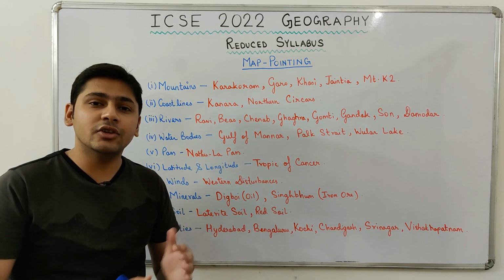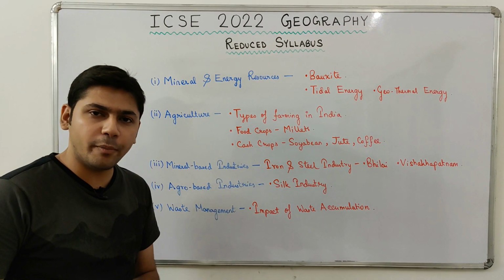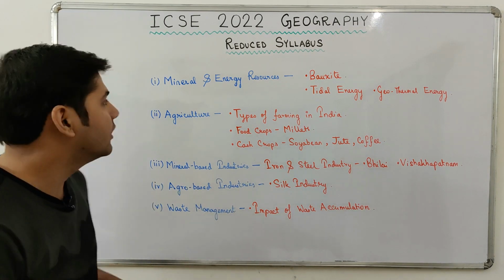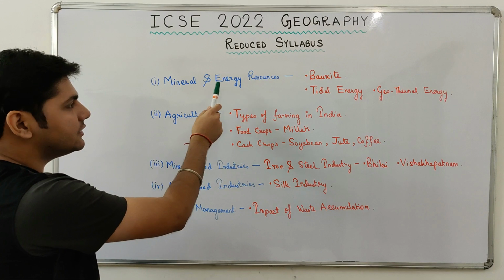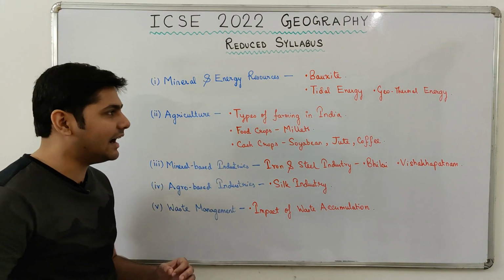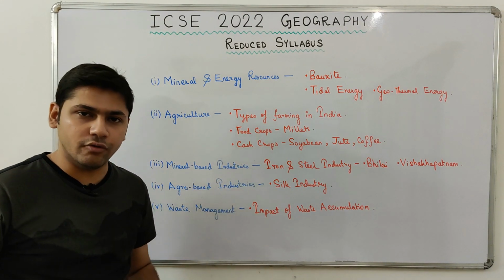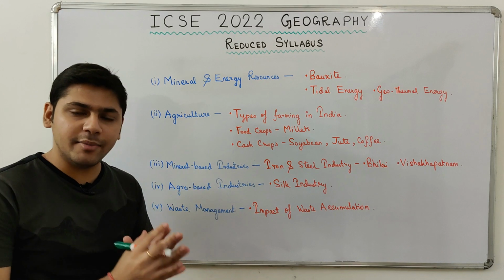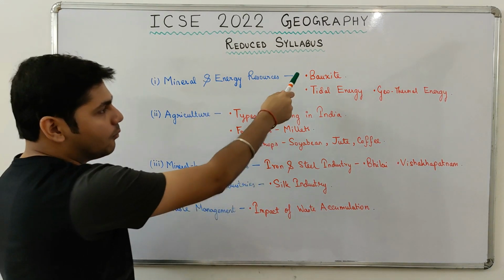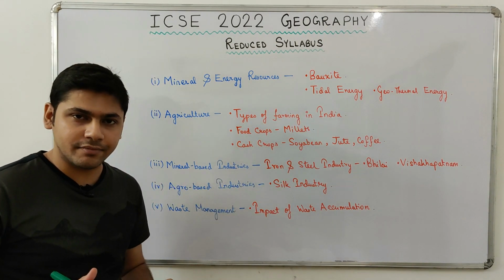Now we'll move on to the theoretical part. Let's check out the topics that have been removed from the theoretical portion. From the chapter Mineral and Energy Resources, bauxite has been completely removed and tidal energy and geothermal energy have been removed. So 3 topics have been removed from the chapter Mineral and Energy Resources, which are bauxite, tidal energy and geothermal energy.